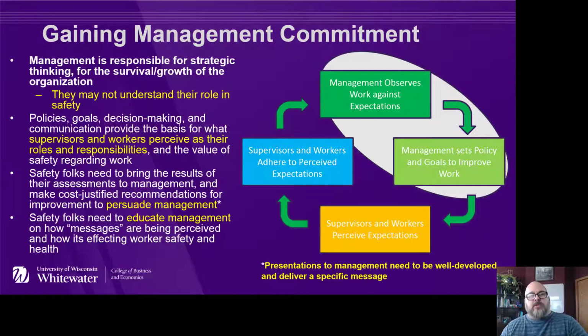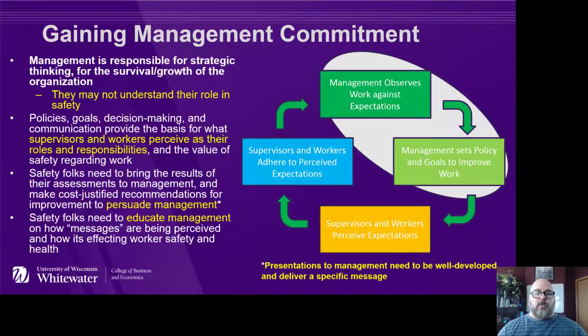The goals, the expectations. I had brought this up before when I talk to workers. What management puts out there for a goal affects what workers think. So if workers don't think safety is important, it's because of the way management wrote their policies or presented their goals. So management needs to understand that, and you should be able to help them write it. So for the most part, what we're going to be doing as safety professionals is we persuade management on the right things to do and why.